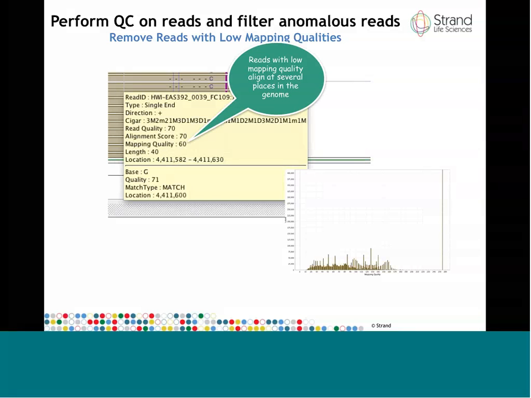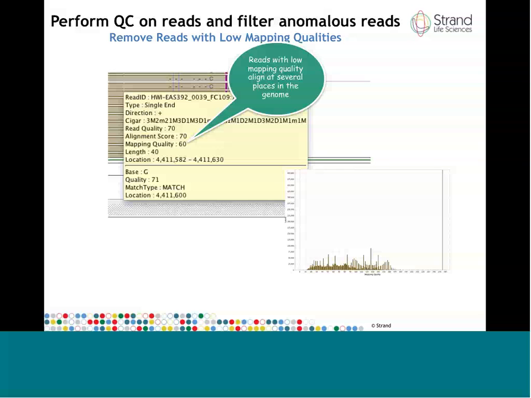Depending on the aligner, some aligners will just put this read at all of those places, but assign each of those locations a low mapping quality to tell you, I can't make up my mind where the read comes from, so I'm putting it at all of the locations where I think it could have come from, but I'm assigning to each of those locations a low mapping quality. So a value of 60, which is much less than 255, constitutes low mapping quality.